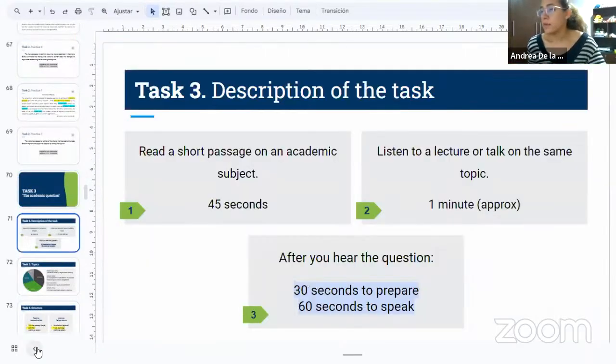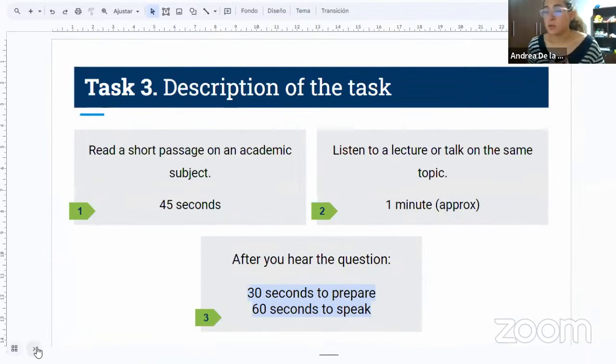So for question 3, the first thing that you guys will have to do is read a short passage. Now this time, unfortunately, you won't be reading something as casual as what we read on question 2. So you will have to actually read an academic passage. It will be an academic text, something that you could maybe find in a university text. So you will be reading this passage. You have 45 seconds to read the text. It's the same as question 2.